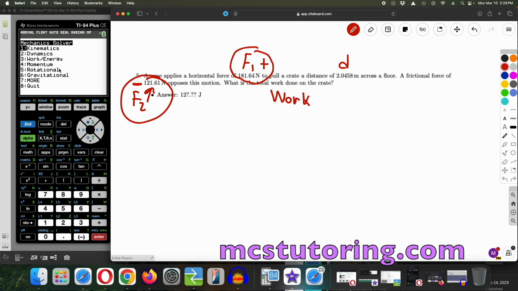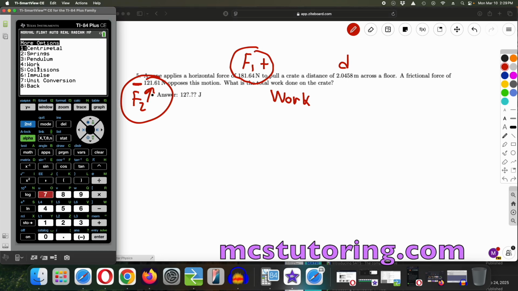Okay. Now, this is what is confusing. Everything's confusing in physics, but this is more confusing about my program. This is work energy here, so I apologize. Flame me in the comments, or subscribe, or like, or dislike. I have it in another option, like other work.